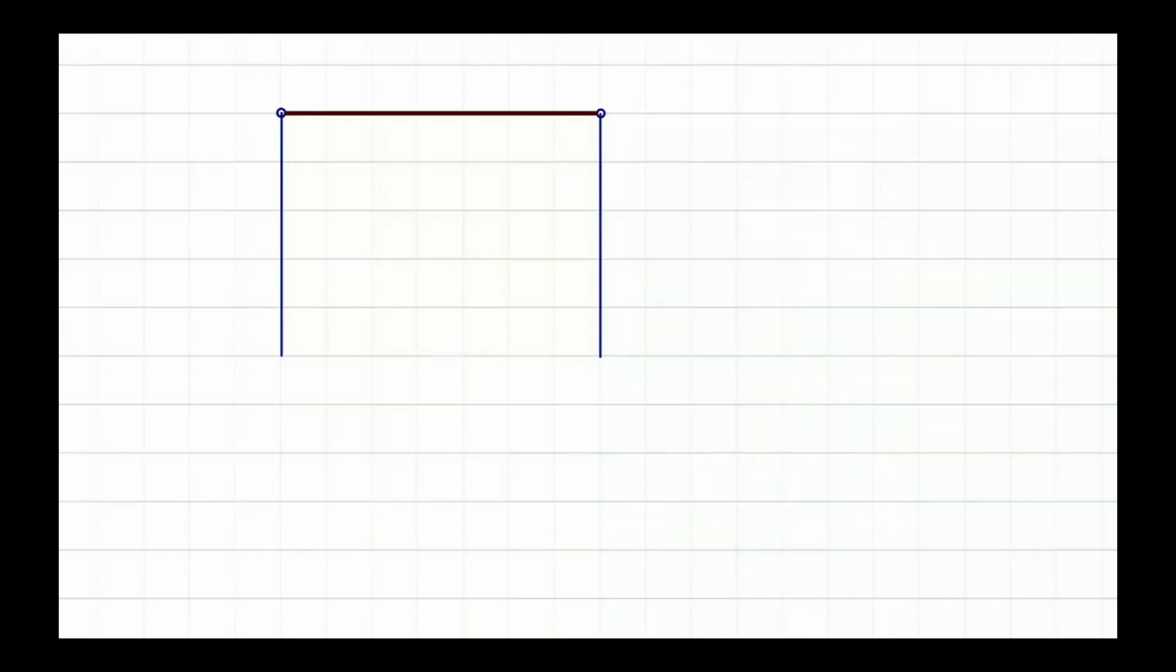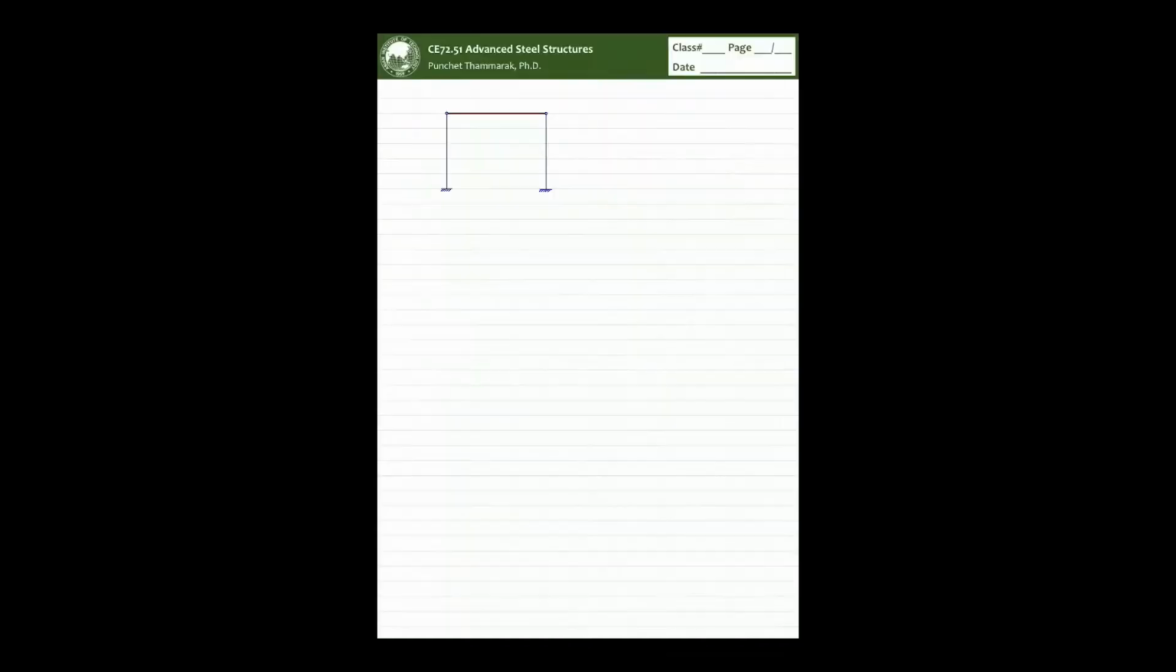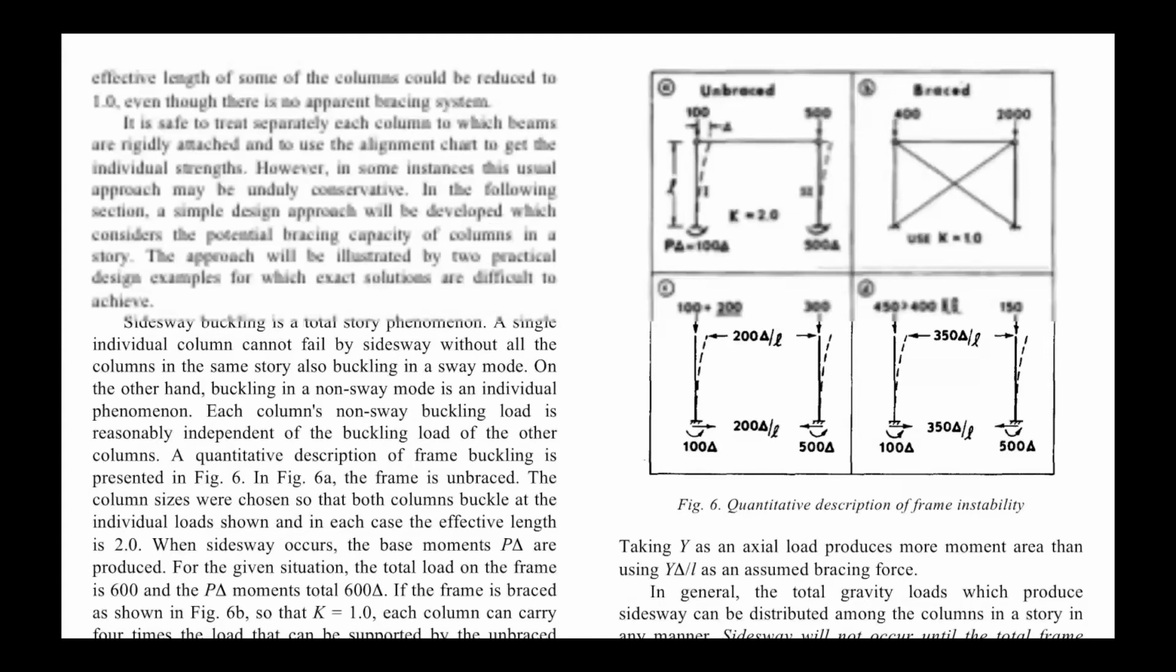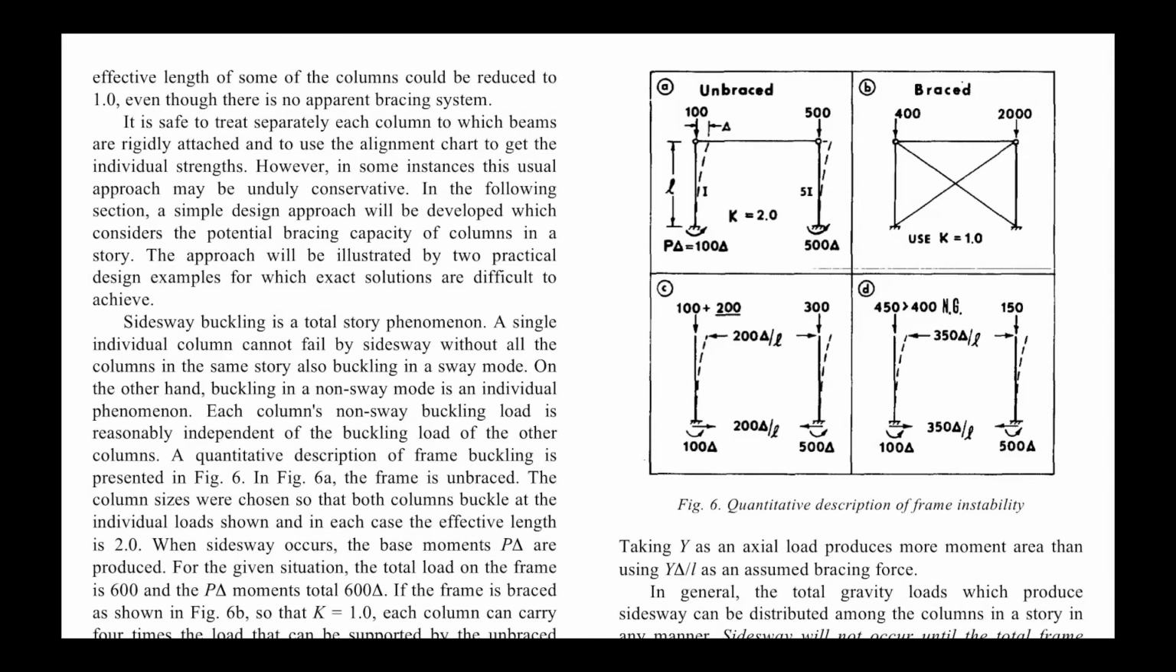Okay, at the base of the column we have the fixed support, and we have two columns. First of all, let's consider the first case. It is the unbraced case.